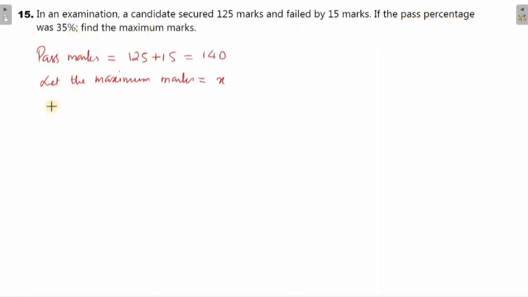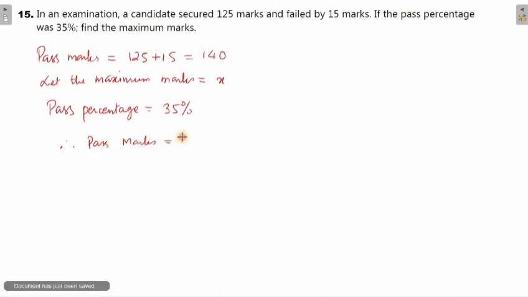So the pass percentage is given to be 35%, isn't it? So therefore the pass marks will be 35% of the total marks, which is x. So this can be written as 35x by 100. Simple. So this is the pass marks, but this is also the pass marks, isn't it?